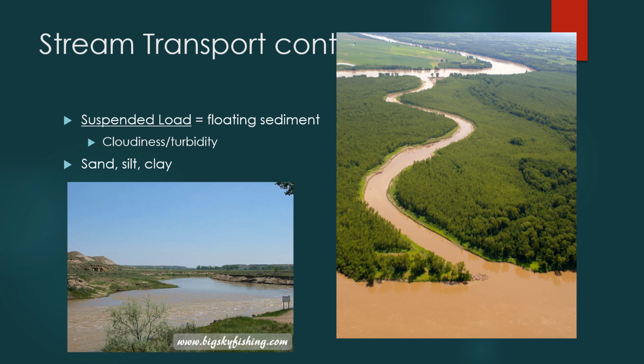So the picture in the bottom here, this is a picture of the Milk River of Montana. It's one of the tributaries of the Missouri, and it's called the Milk River because it has a high suspended load. It gives it that kind of cloudy, chocolate-milk-looking color.